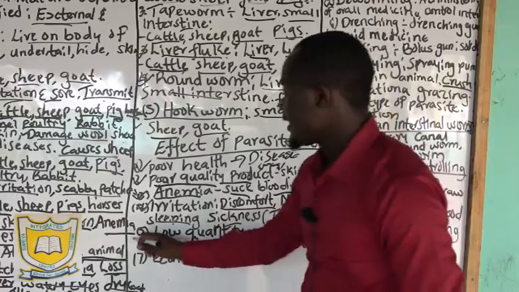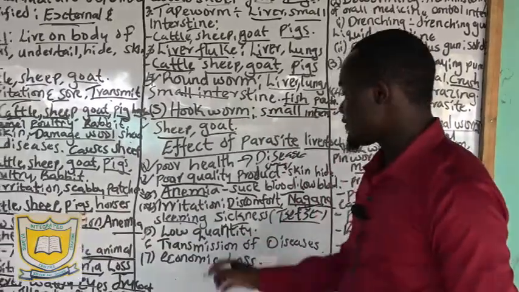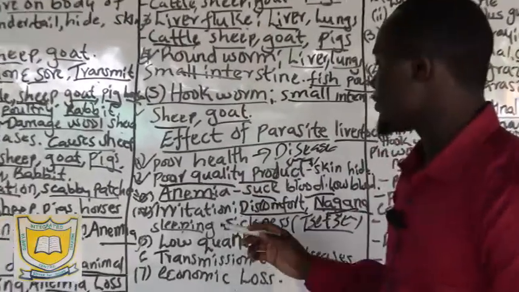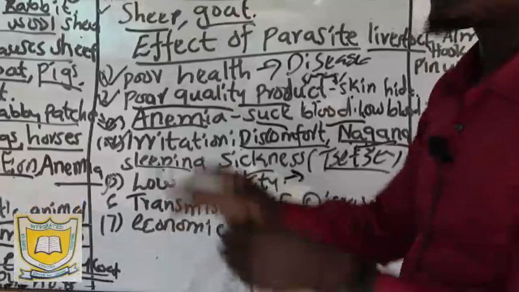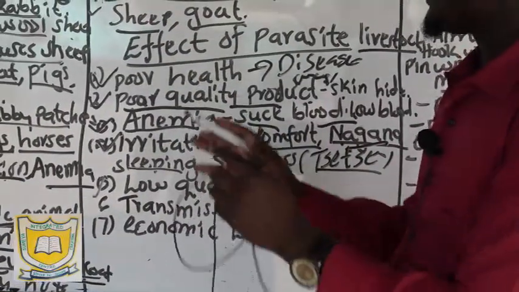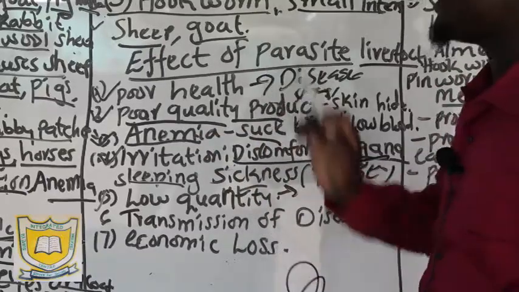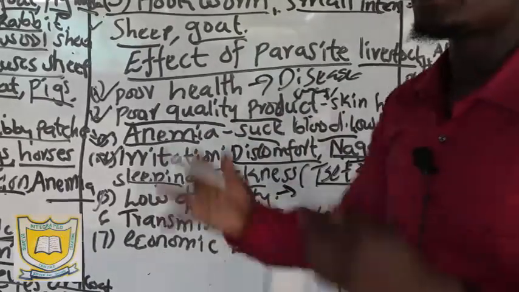Now, the fifth effect is low quantity. We have to differentiate between low quality and low quantity. When you talk about low quality, it is the goodness of the products. The better and the best way of this product is what we call the quality. But when you talk about quantity, it is the amount.